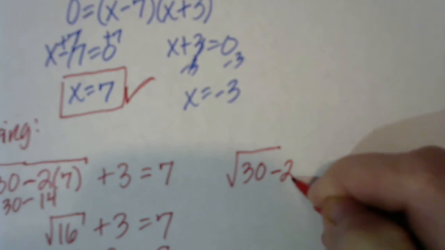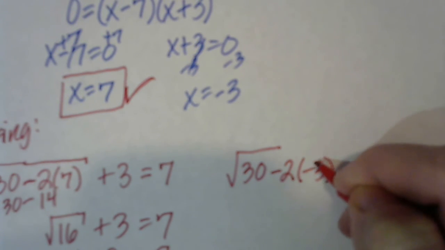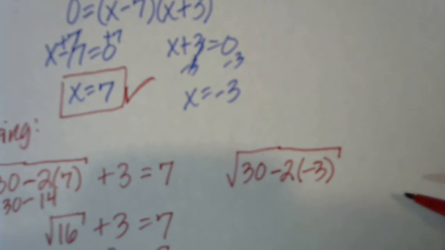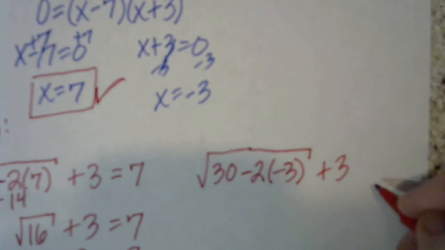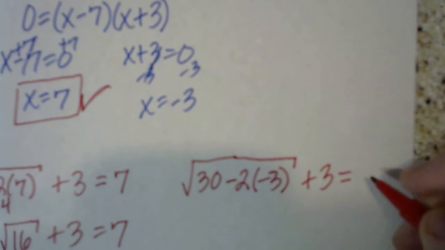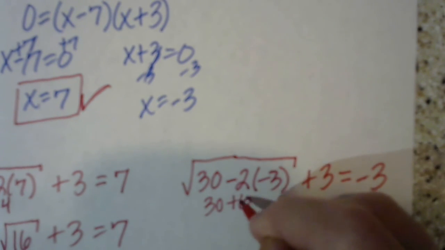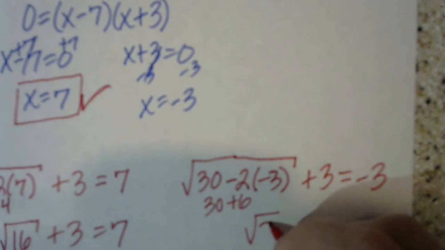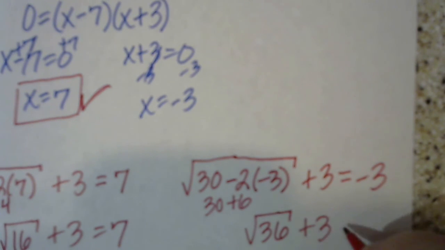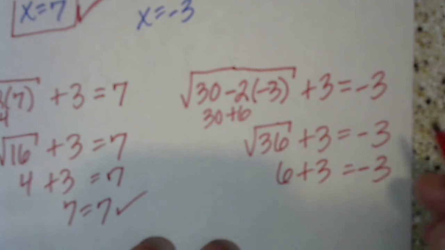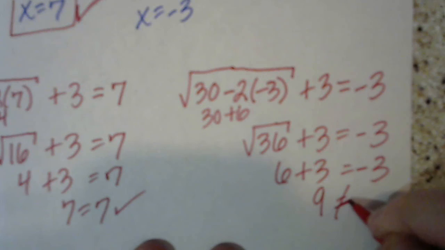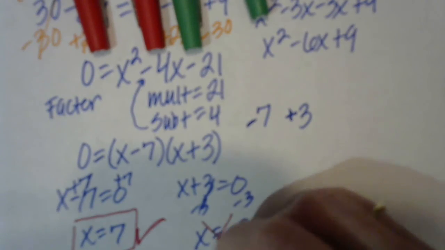30 minus 2 times -3, then plus 3 is equal to, there's another x there, so -3. Alright, so this is 30 plus 6. So I know that's the square root of 36 plus 3 is equal to -3. So 6 plus 3 is definitely not -3. 9 does not equal -3. So this doesn't work. So we put an X through that answer.